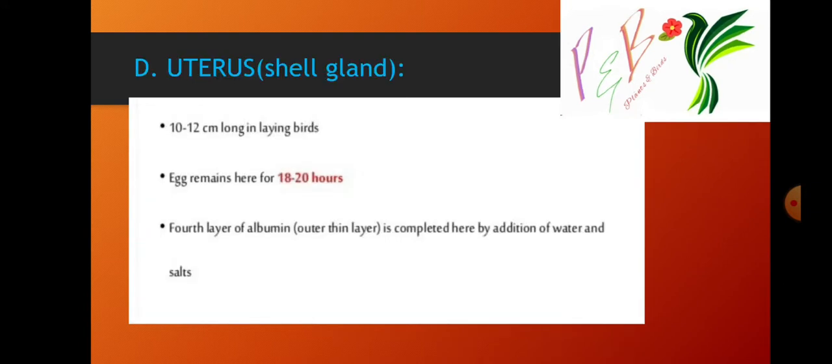The uterus is called the shell gland, because shell formation takes place here. It is 10 to 12 centimeters long in laying birds. The egg remains here for 18 to 20 hours, and the fourth layer of albumin is completed here by the addition of water and salts.